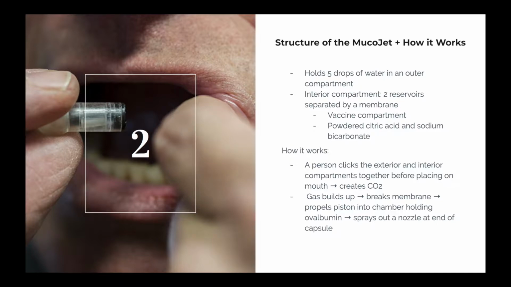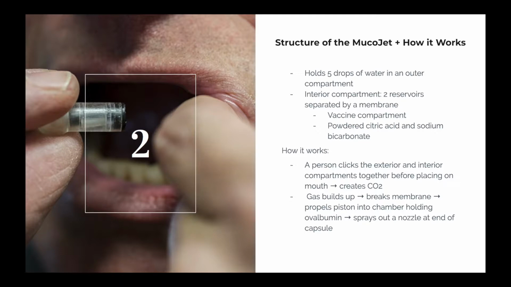So basically, it's a capsule that consists of different compartments. The outer compartment holds 5 drops of water, and the inner compartment is separated into 2 different sections. One section is the vaccine compartment, and the other compartment is a powdered citric acid and sodium bicarbonate.